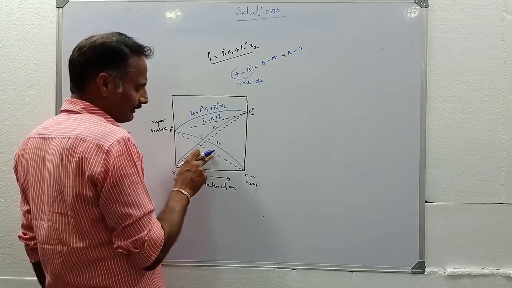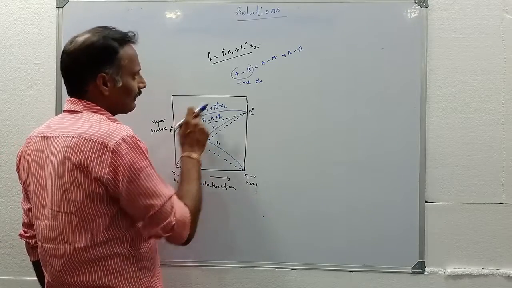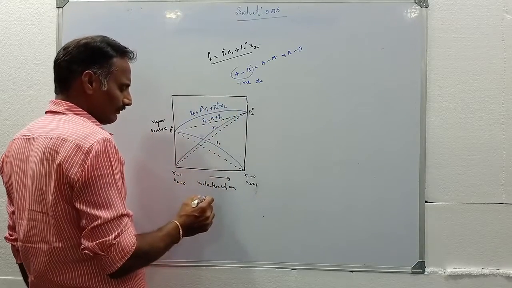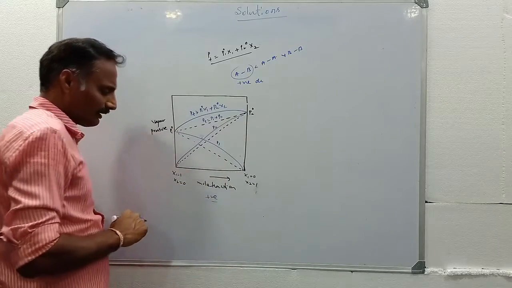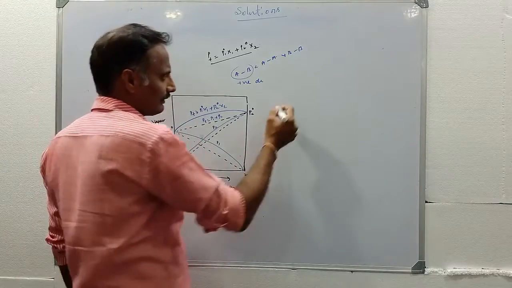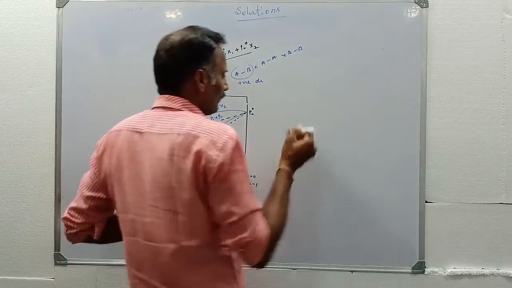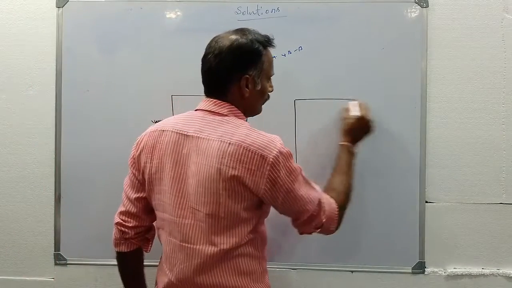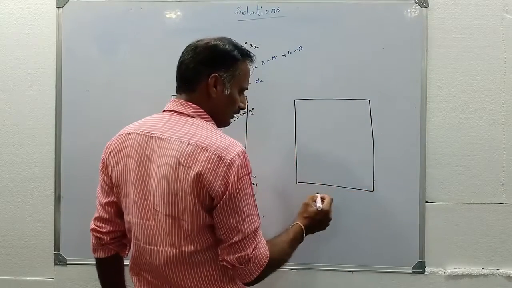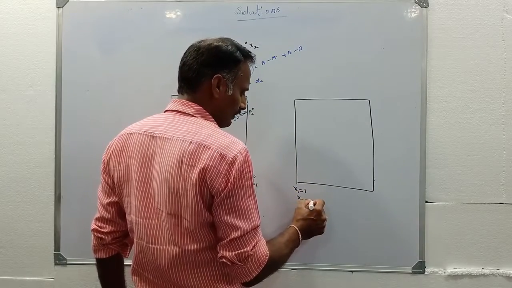This is for ideal solutions: this is P1 and this is P2. And for the non-ideal solution showing positive deviation, this is P1 and this is P2. This is the graph which shows a non-ideal solution showing positive deviations. Similarly, in the second case, for a non-ideal solution showing negative deviation, the graph becomes like this. This is the mole fraction axis, where x1 equals 1 and x2 equals 0.